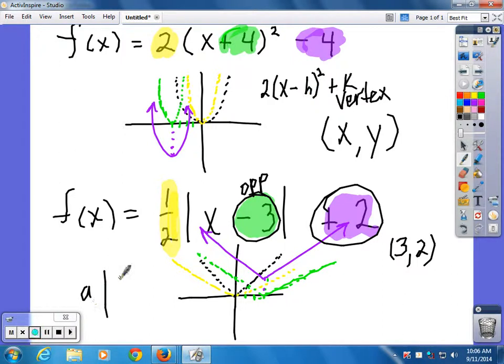a times x minus h plus k. If you were to plug in a -3 right here, what would you get? Even though you're plugging in a -3, what would you come out with? A positive. If you plugged in a 4 right here, what would you get? A negative. Well, what is negative compared to that? It's the opposite. It's always going to be the opposite.